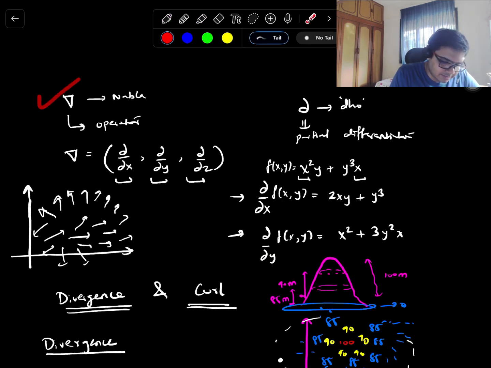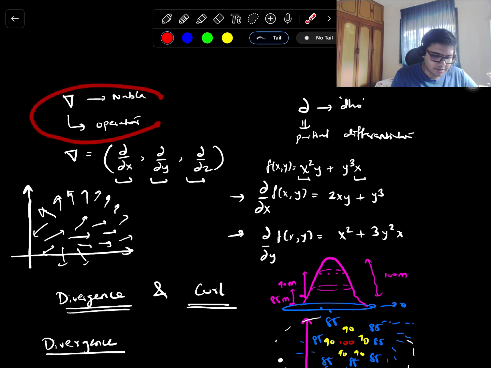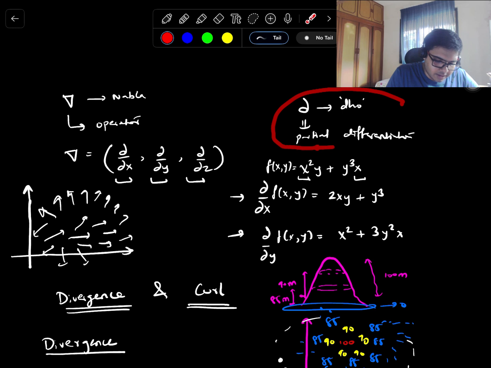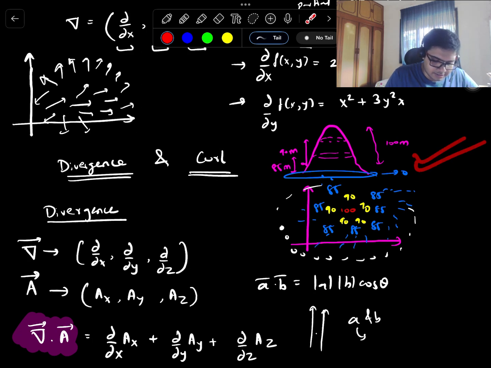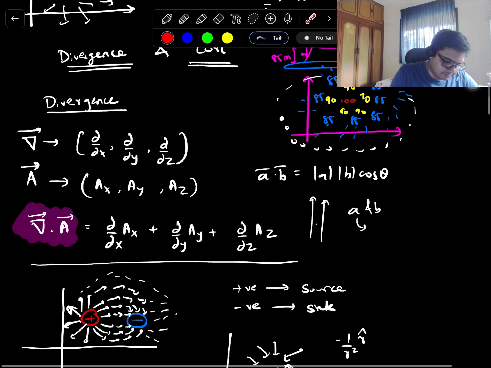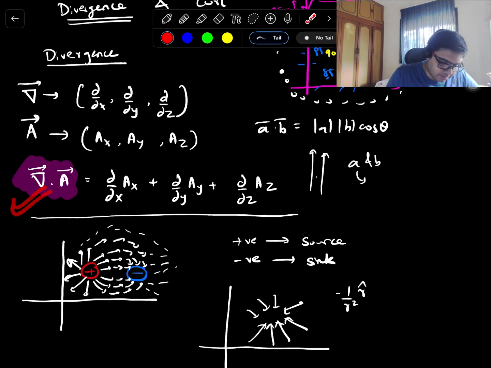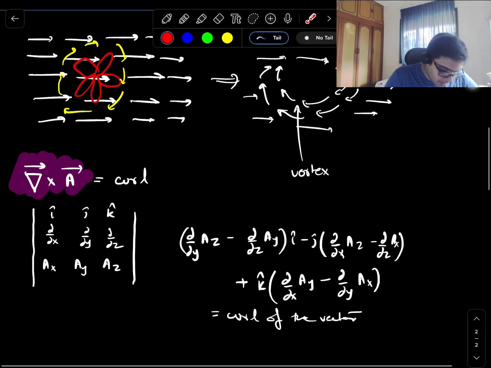So let's just summarize. We established what nabla is, and these are the components of nabla. I also explained what dou is. Dou is basically used for partial differentiation. I gave an example of how partial differentiation works. Then I explained what scalar fields and vector fields are. Then we moved on towards divergence and curl. I explained what divergence is, right? We did the dot product and I explained what it physically means. I also explained the 1 over r squared function for electrostatic charges.